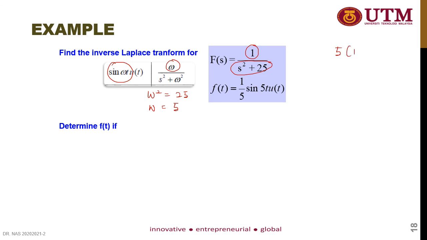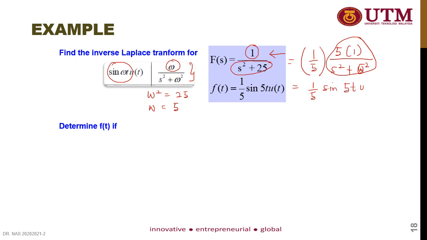So in this case, you need to have 5 over s squared plus omega of 5 squared. Okay, but the original equation only has 1, so you need to introduce another factor, 1 divided by 5. So when you cancel this out, this is again equal to the given equation. So in this case, it is equal to 1 over 5. So this is already in this shape, so you know it is a sin function. Omega equal to 5, so sin 5t u(t).